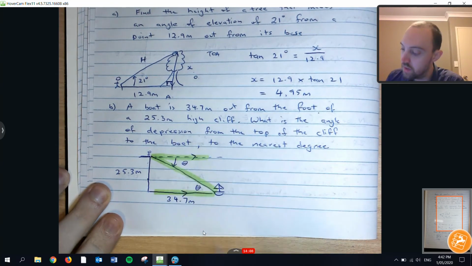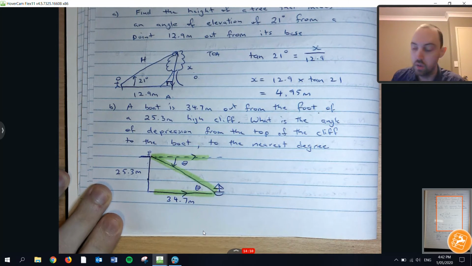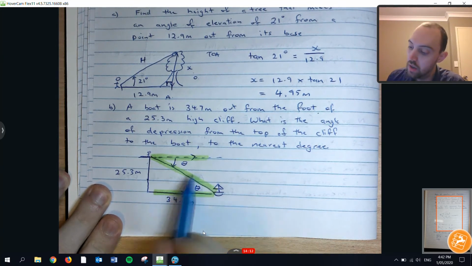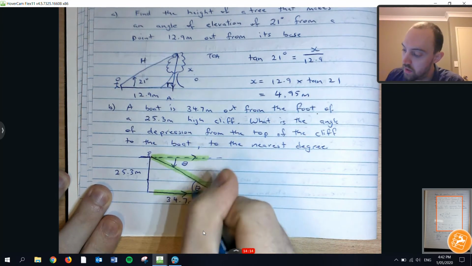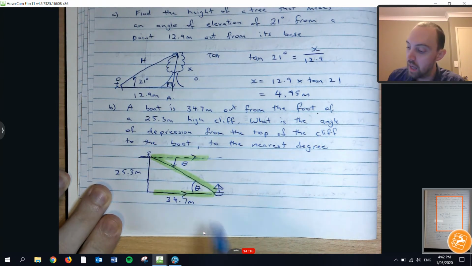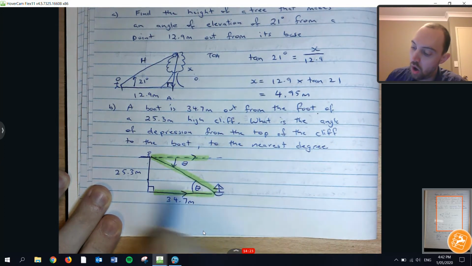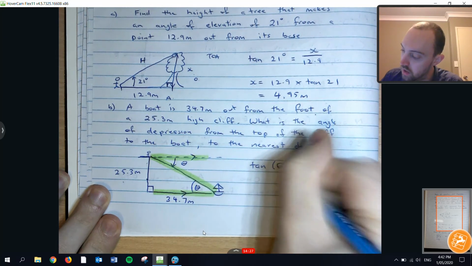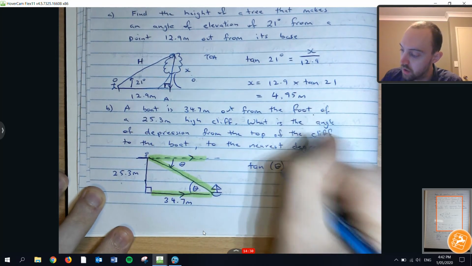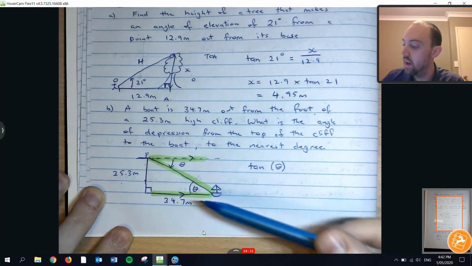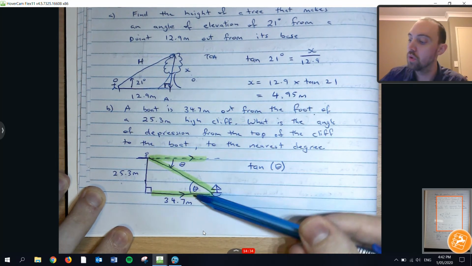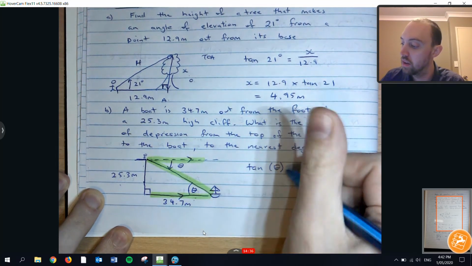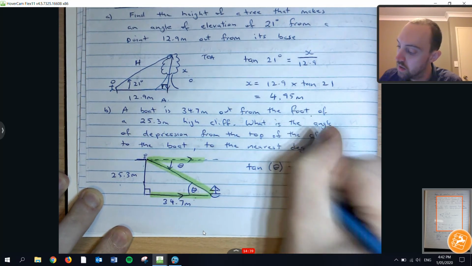And this is also theta due to our alternate angles. So with this angle now in play, we have a cliff standing perpendicular, 90 degrees from the ground. Opposite and adjacent, we have tan of the angle of depression, which is also the angle of elevation from the boat to the top of the cliff.